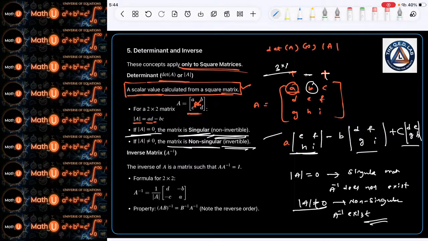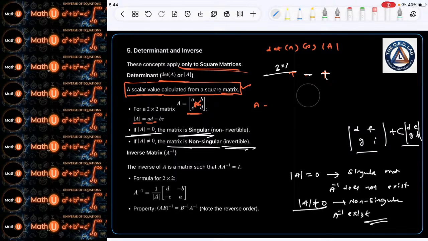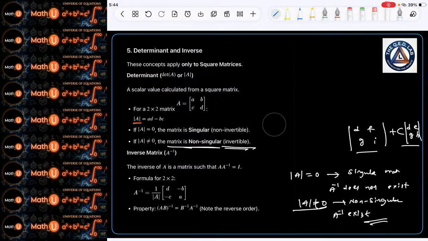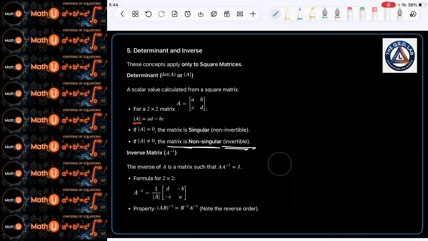These are some important points related to determinants. Later we will discuss properties related to determinants. First we will discuss inverse also. What is inverse? A inverse, we denote with the symbol like this, A inverse, A power of minus 1. If you take it like this, this is nothing but the inverse of the matrix.